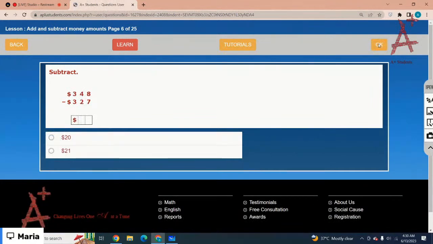Okay, which is the correct option? Eight take away 7 is 1 and 4 take away 2 is 2. It would be 21. Got it? The correct option is 21.